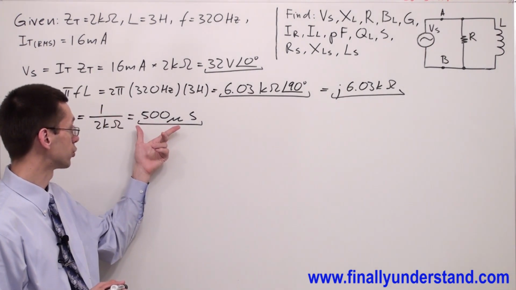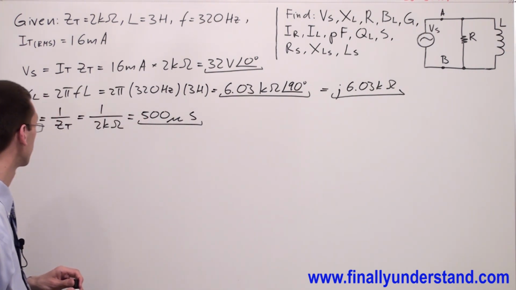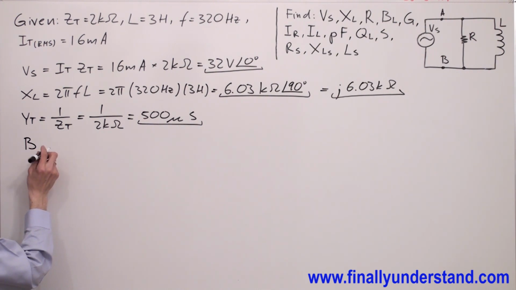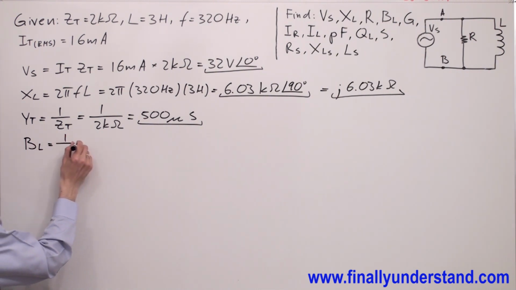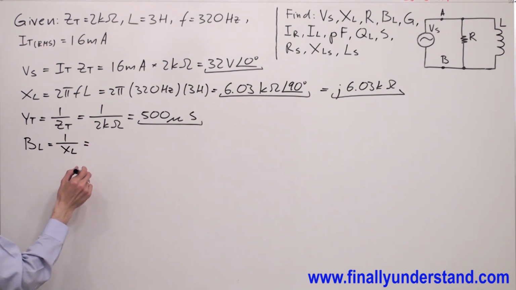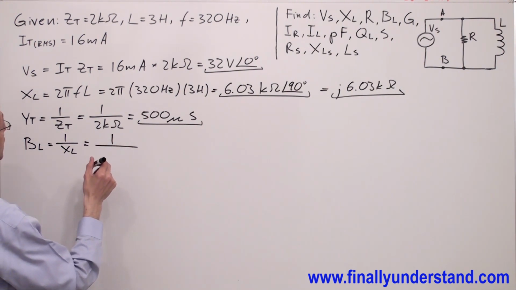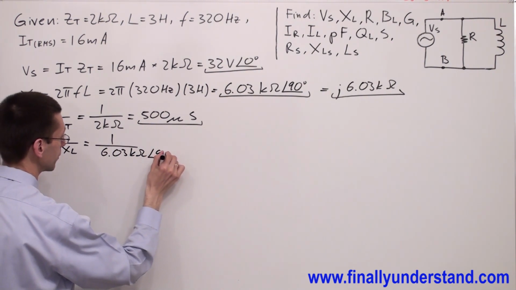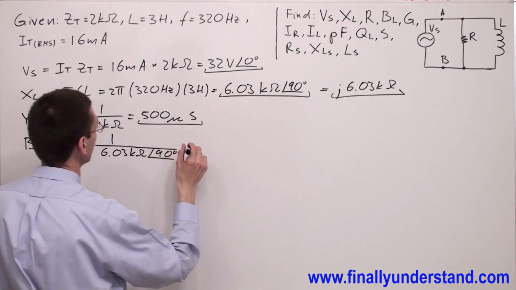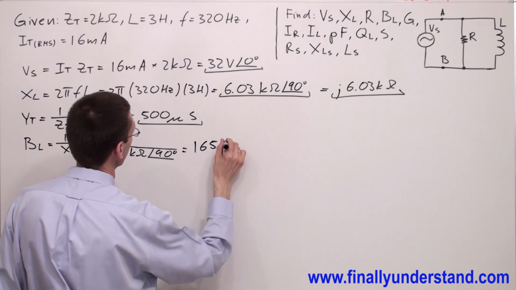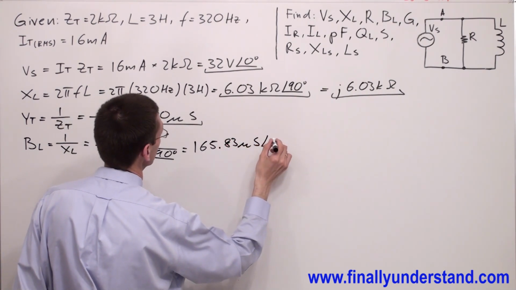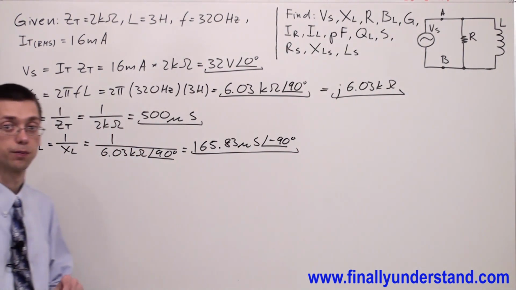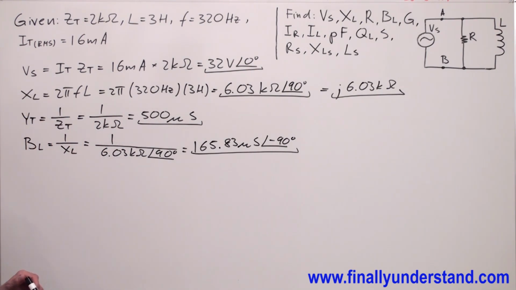In order to make this answer complete, we're supposed to find the angle theta. In order to do so, we're supposed to find first the inductive susceptance. So I have to find BL. BL is equal to 1 over X of L. This is equal to 1 divided by, and X of L we found is equal to 6.03 kiloohms and angle of 90 degrees. This is equal to 165.83 microsiemens and angle of negative 90 degrees. So this is my inductive susceptance.